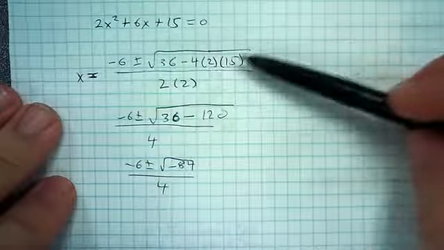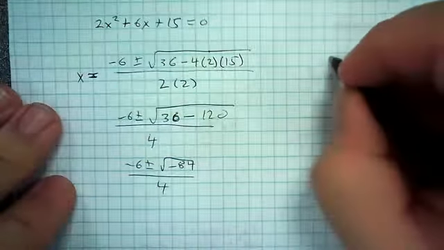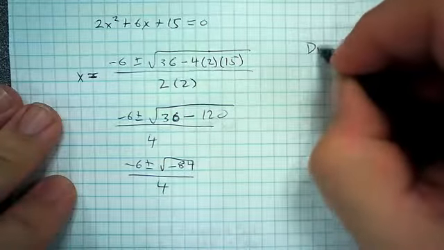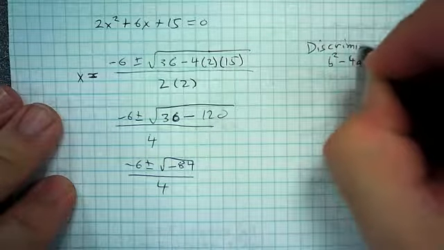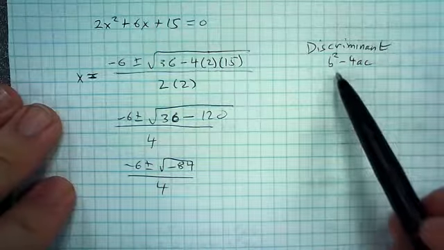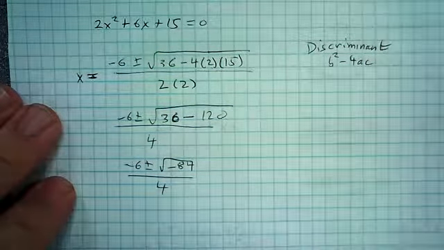Which is something you should completely notice. This part underneath the square root, in fact, b squared minus 4ac, has a name. It's called the discriminant, because we can use it to discriminate between problems that will have real solutions and problems that won't.